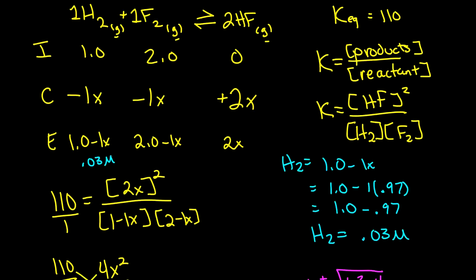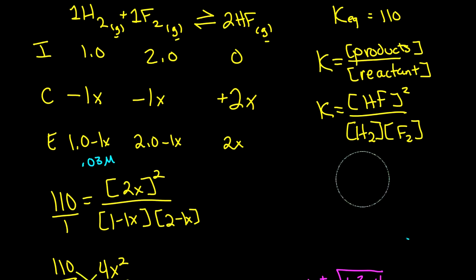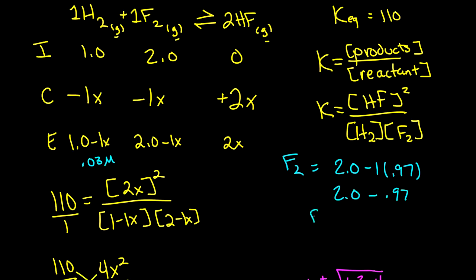Now let's solve for the F2 concentration. Do the same thing. F2 equals 2.0 minus 1 times x. X is 0.97, so 2.0 minus 0.97. So F2 equals 1.03 molar. So this is 1.03 molar for F2.